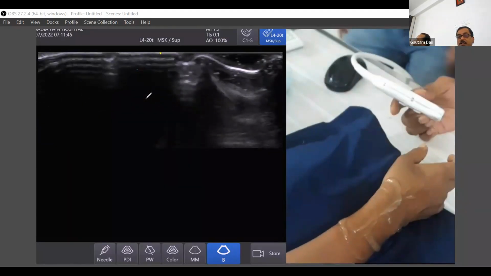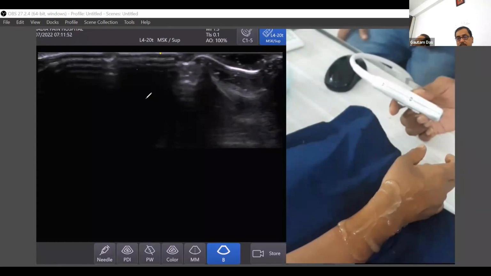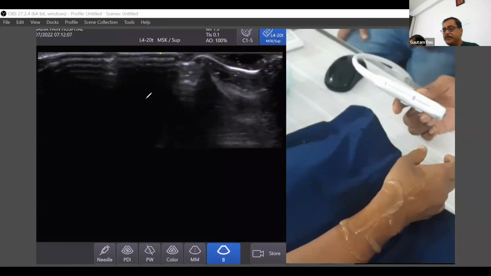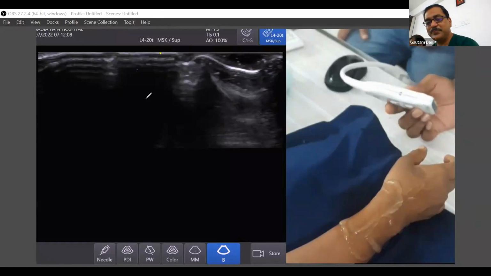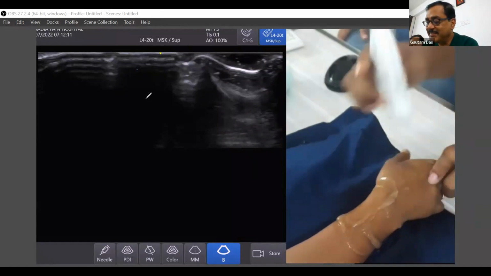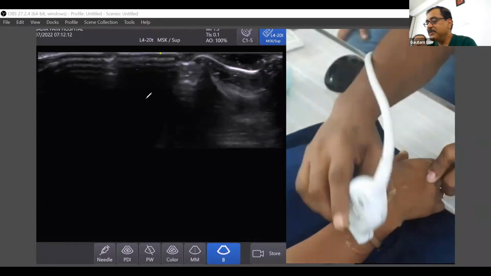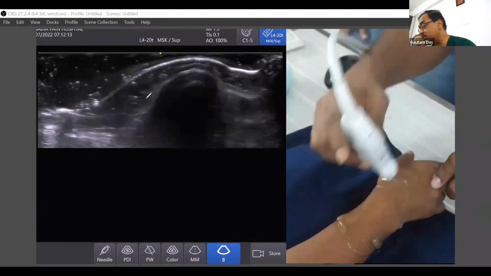So now, any questions regarding the dorsal compartments, extensor side? If anyone wants to see any part again, I can demonstrate. Nothing? Everybody has understood nicely? So you understood the proximal and the distal intersection areas as well?